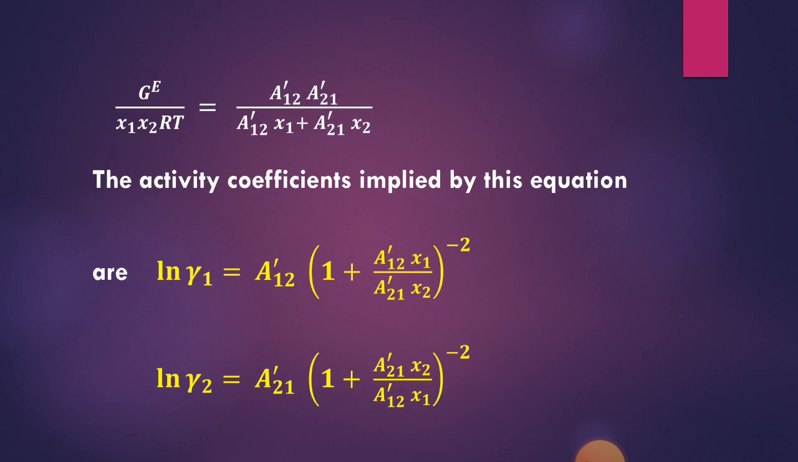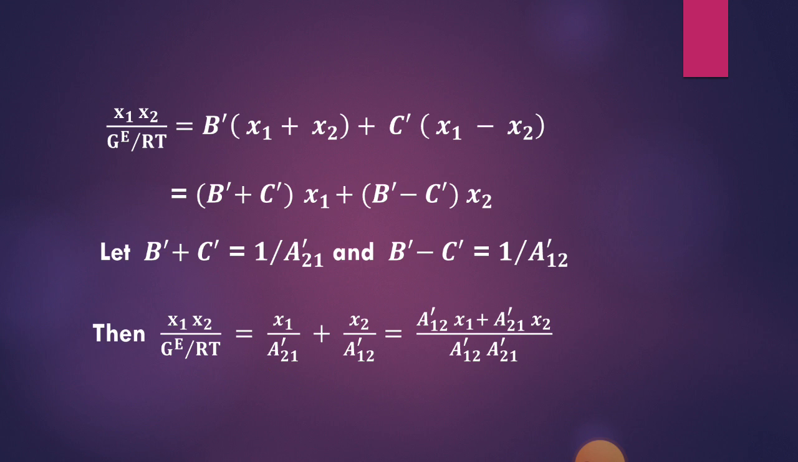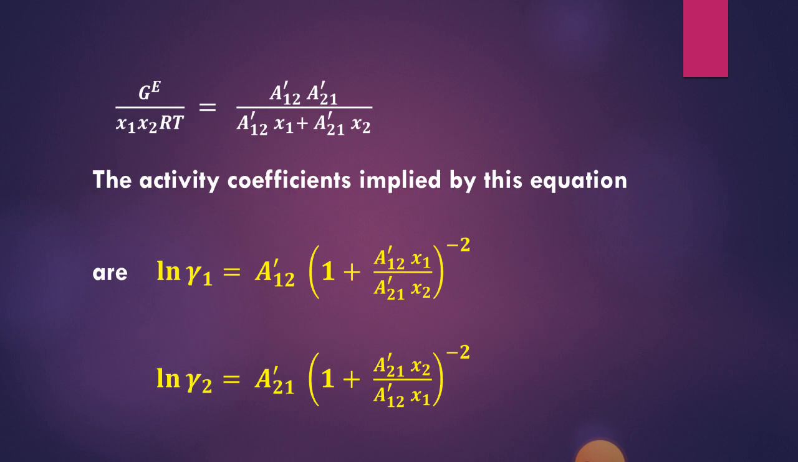So finally, when we combine these two, we can write the expression as GE by x1 x2 RT is equal to A12 prime A21 prime by A12 prime x1 plus A21 prime x2. So the activity coefficients implied by this equation are ln gamma 1 is equal to, if we take A12 prime outside, A12 prime into 1 plus A12 prime x1 by A21 prime x2 to the power of minus 2.